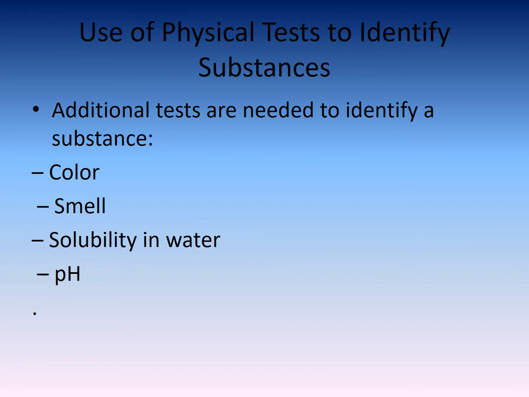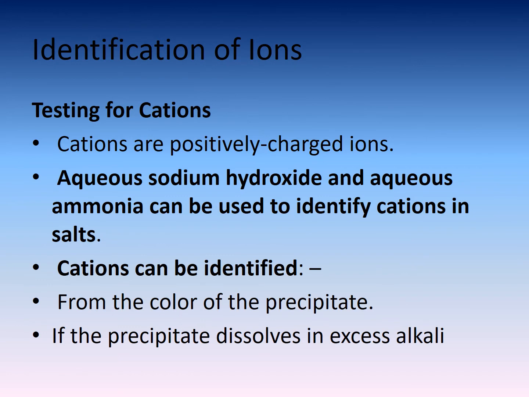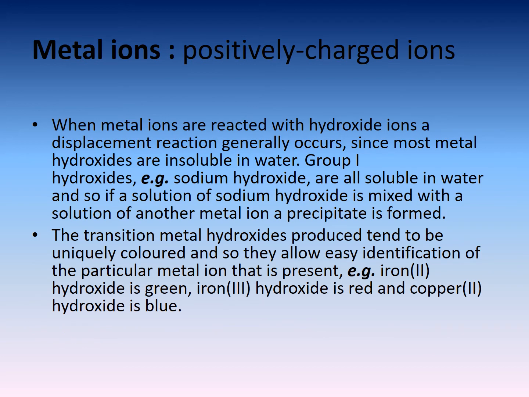Now let's start our topic, that is identification of ions. Number one is testing for cations. You know that cations are positively charged ions, and aqueous sodium hydroxide and aqueous ammonia can be used to identify cations in salts. So we can say that cations can be identified from the color of the precipitate and whether the precipitate dissolves in excess alkali. Now the metal ions, which are also called positively charged ions.